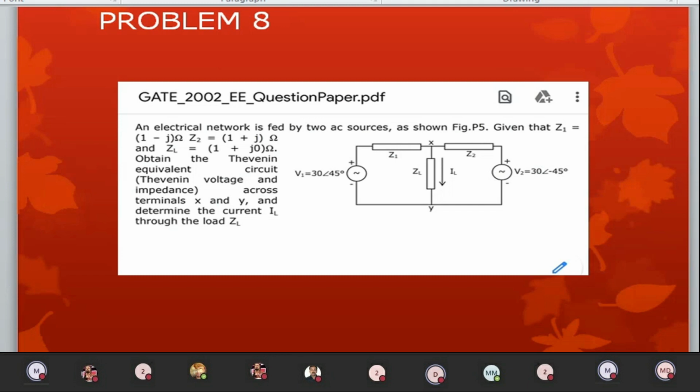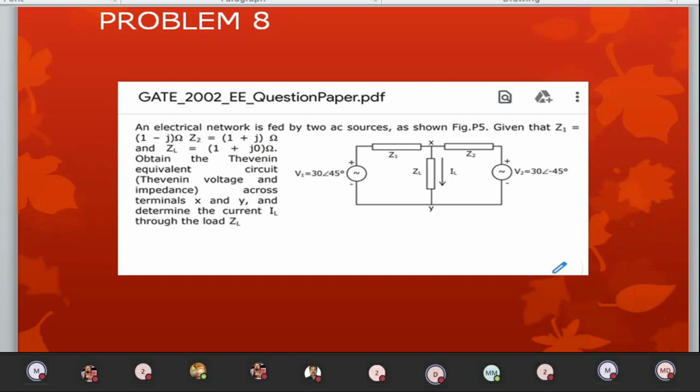Now let us work out a problem related to GATE 2002 EEE. This was conducted by the Indian Institute of Science. An electrical network is fed by two AC sources as shown in the picture. Z1 is 1 minus j, Z2 is 1 plus j. The load impedance is 1 plus 0j ohms. Obtain the Thevenin's equivalent circuit across the terminal XY and determine the load current through ZL.